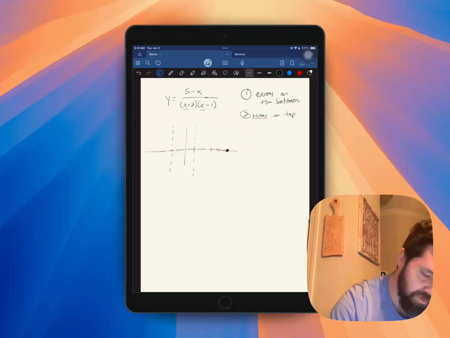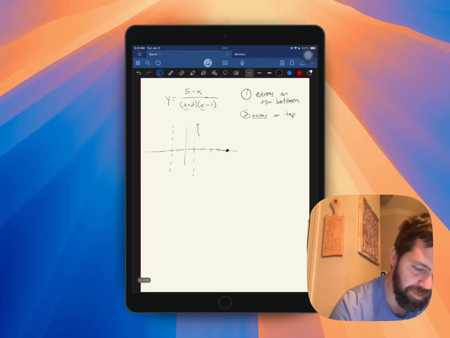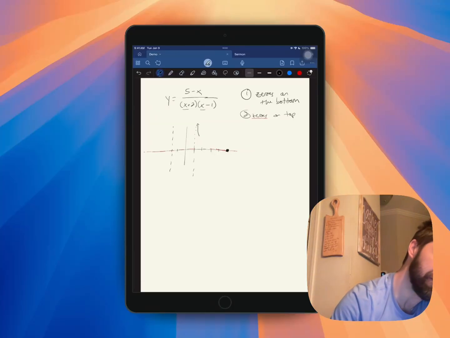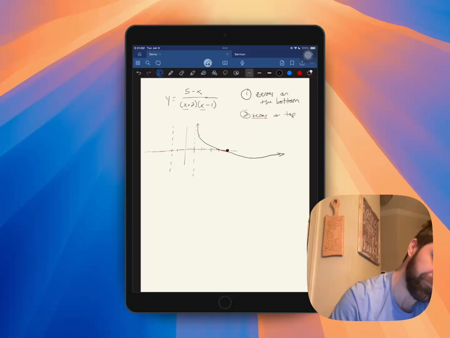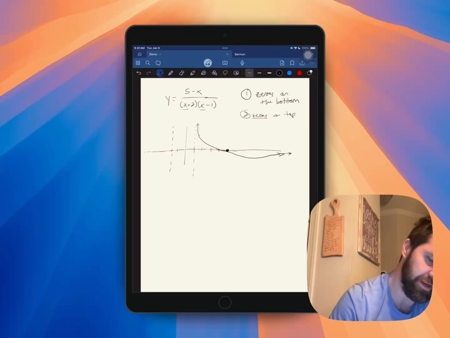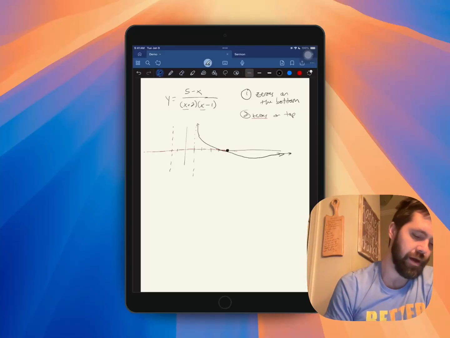So this is going to be up here. And then if you think about a really big number, like 1,000, that's going to be negative, positive, positive. So we're going to be doing something like that. And we're going to get really close to things there.